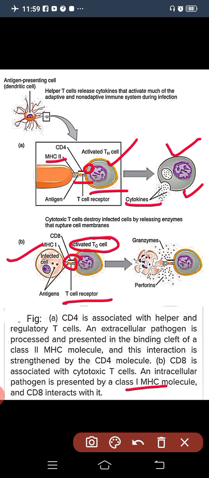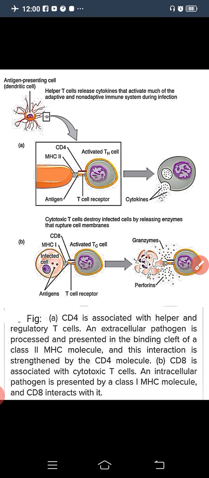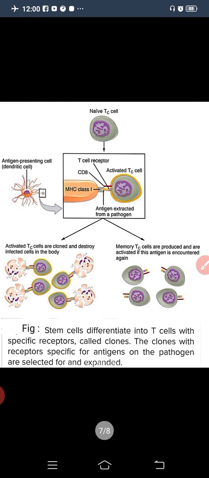There is an activated TC cell, and the cytotoxic T cell is activated in the presence of antigen which is expressed by the MHC class 1. After the activation, these T cells proliferate, a number of clones are present, and they secrete granzymes, that is the enzymes, and these enzymes and perforins destroy the pathogens. Okay, so there is a T helper cell and a cytotoxic T cell.